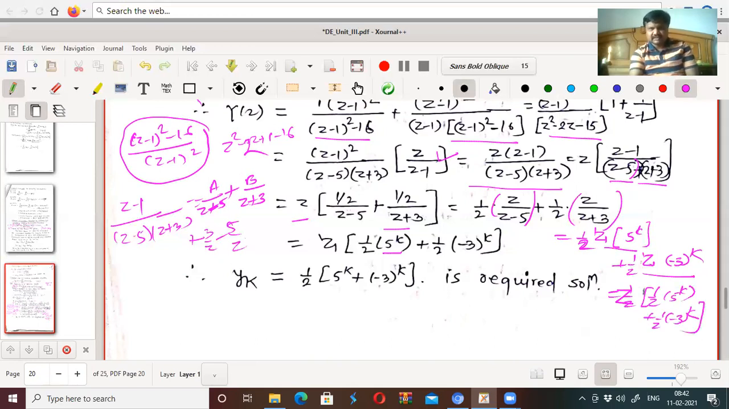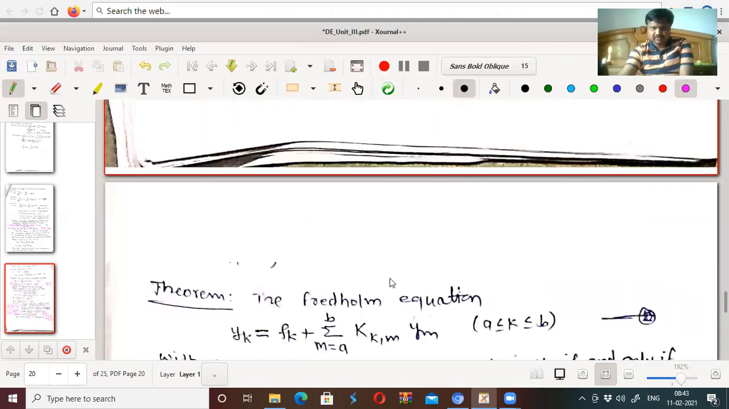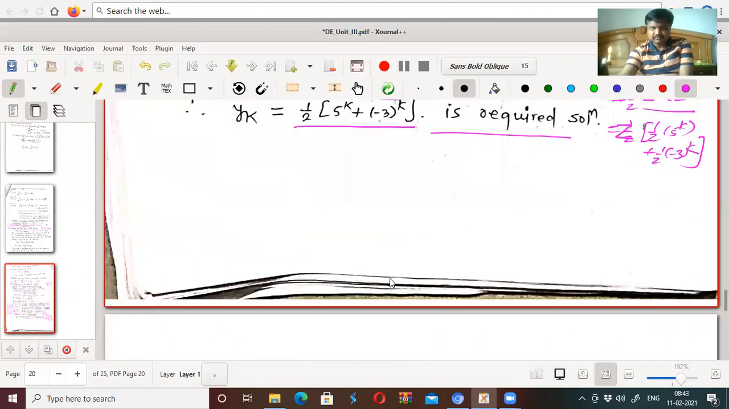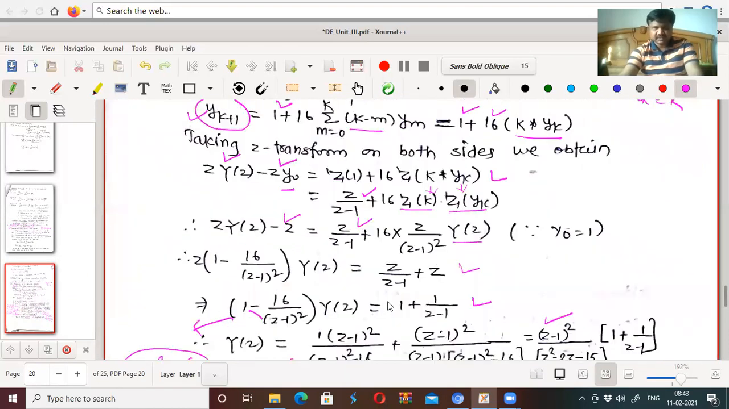So your left hand side is z transform of y_k, that is capital Y(z). It is just z transform of y_k equal to z transform of (1 by 2 into 5 to the power k plus 1 by 2 into (minus 3) to the power k), and therefore y_k becomes this one, that is 1 by 2 into 5 to the power k plus 1 by 2 into (minus 3) to the power k, which is the required solution. So in this way, we can solve the Volterra summation equation of convolution type. There are many other examples which can be solved there. Okay.